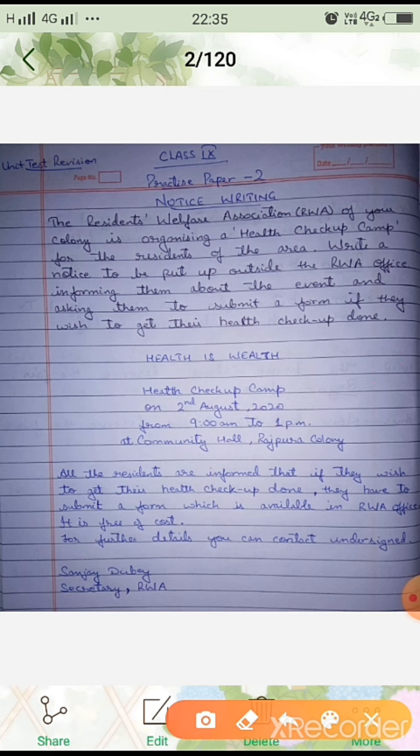And then we have to write the date, that is, on which date it will be conducted. The health checkup camp will be organized on which date? So it is 2nd August 2020, and then you have to mention the timing, that is, from when to when. Okay, so there I have mentioned from 9 a.m. to 1 p.m. Then the venue you have to mention, that is, where it will be conducted. So here it is at Community Hall, Rajpura Colony.